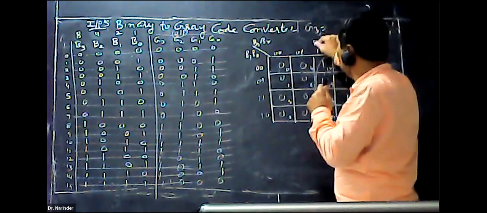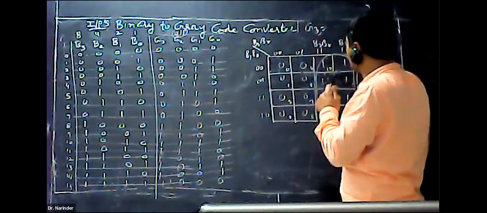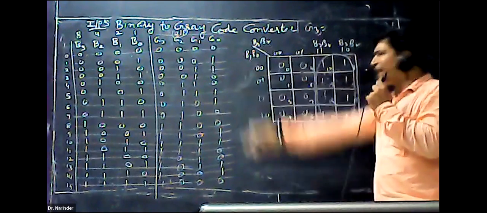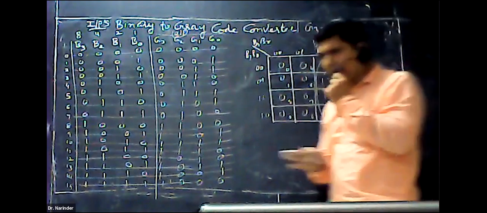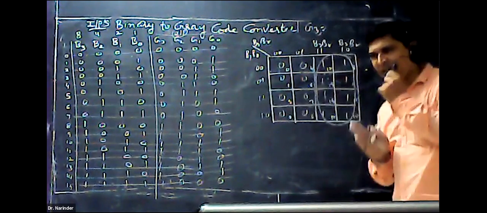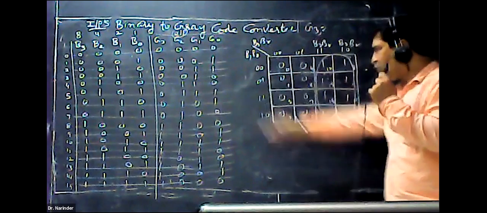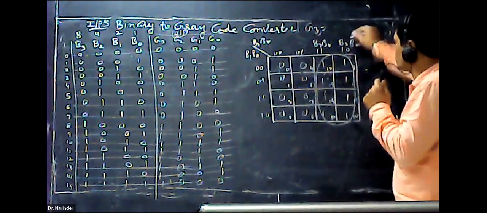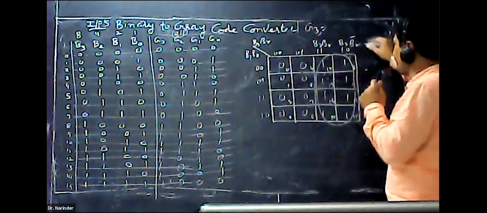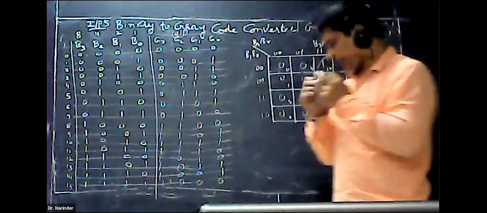This side you will get B3, B2. This side you will get B3, B2 bar. If any complete line is included, the variable will automatically get struck out. There is always a shortcut way. This vertical line is completely included, so those variables will also get struck out. Here, what is common is B3. So your G3 would be equal to B3.